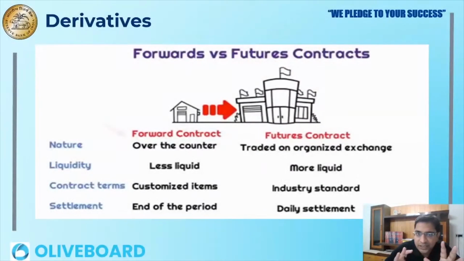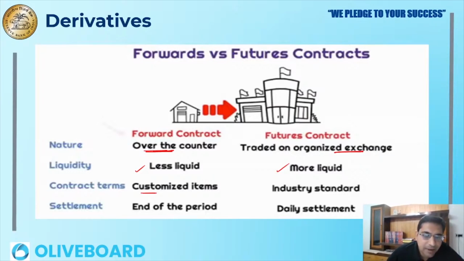So what is the difference between forward and future contracts? The forward contract is over the counter in nature. A future contract is done through an organized exchange, like our stock exchanges and all these things. Then what is the liquidity? A forward contract is less liquid. Future contracts are more liquid because you are working through an organized exchange, and people can buy and sell online. Next, what is the contract item?